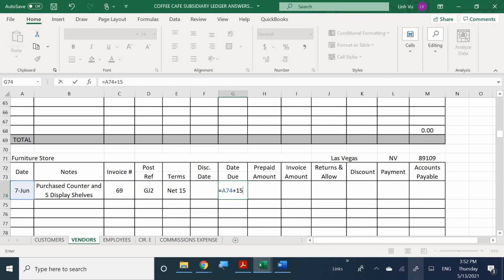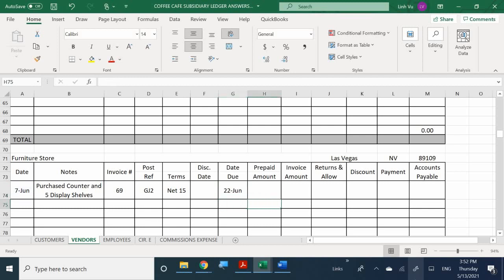All right, so we add the 15 days. If we receive the items on the 7th and we have 15 days to pay for it, when is this bill due? 22nd. 22nd of June. All right. Once again, no discount date or no prepaid amounts, right? We didn't make any payment for it in advance. However, we received a bill amount for the 17,730.